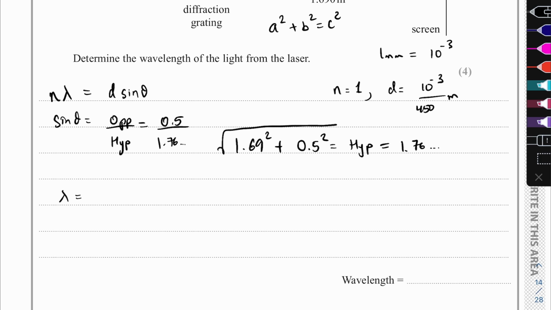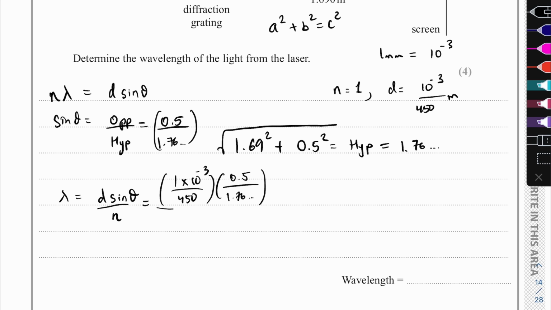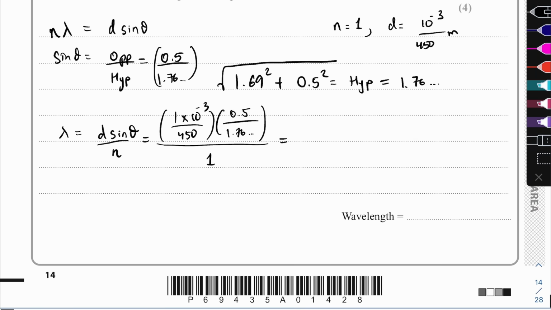So lambda equals what? d sine theta all over n. So now all we have to do is substitute the values. We have 1 times 10 to the power of negative 3, which is d, over 450, multiplied by sine theta, which is 0.5 all over 1.76 decimal. And n we know is 1. So we get 6.304 times 10 to the power of negative 7 meters.